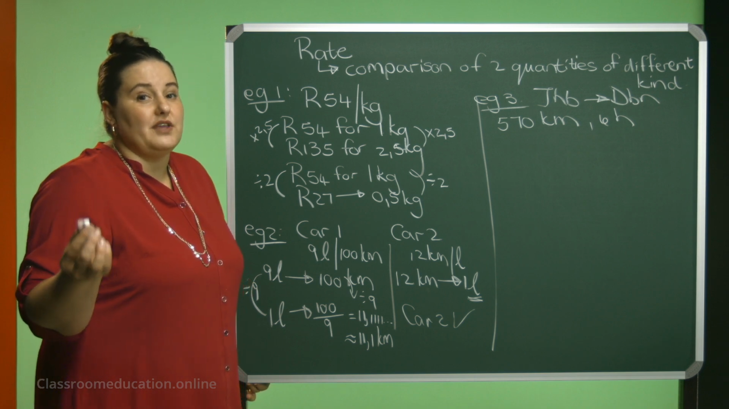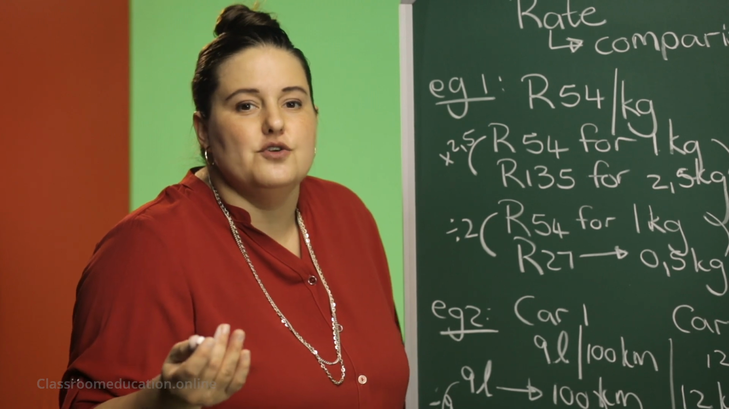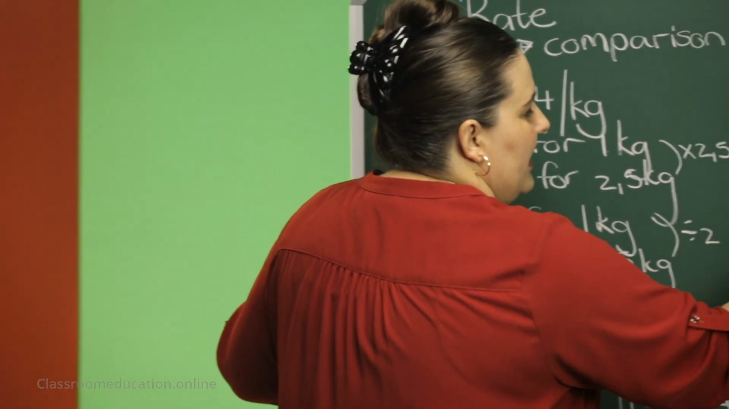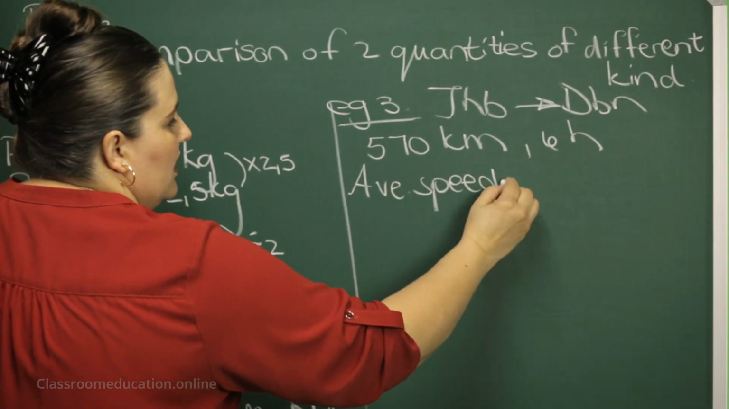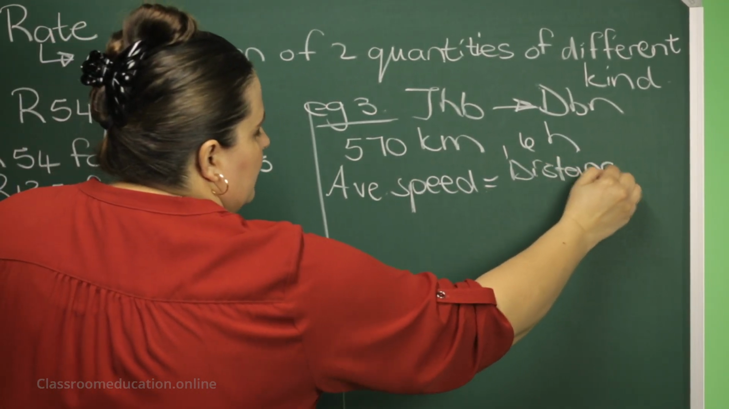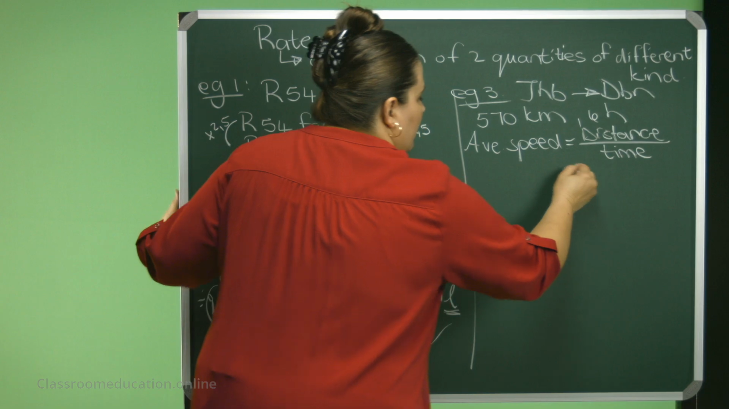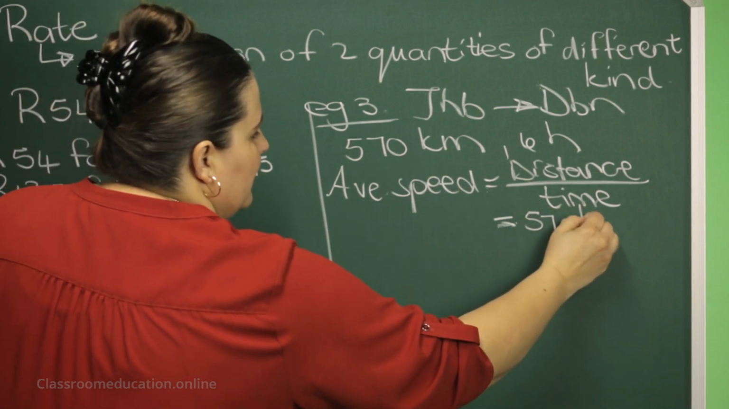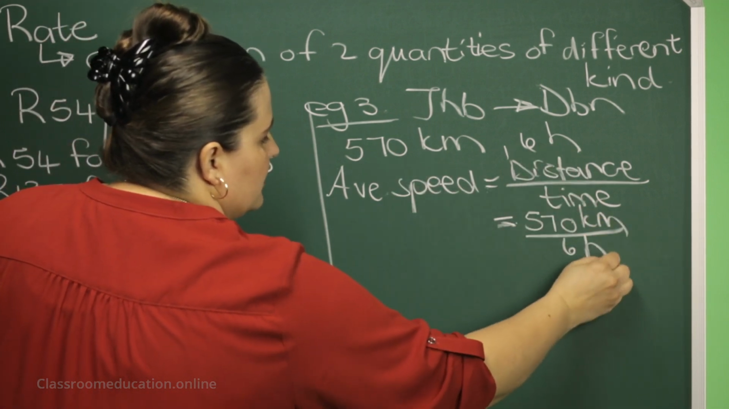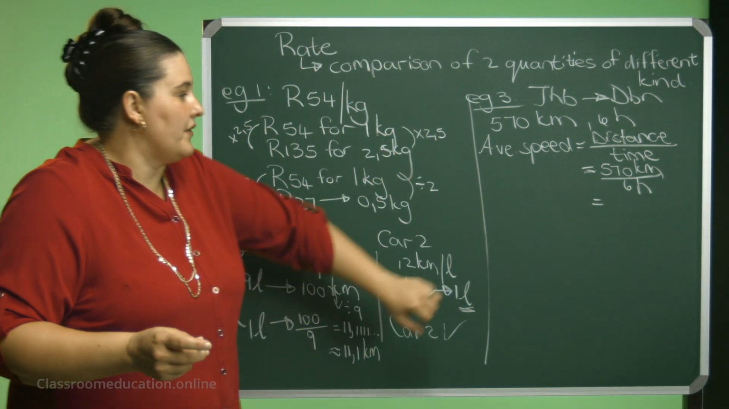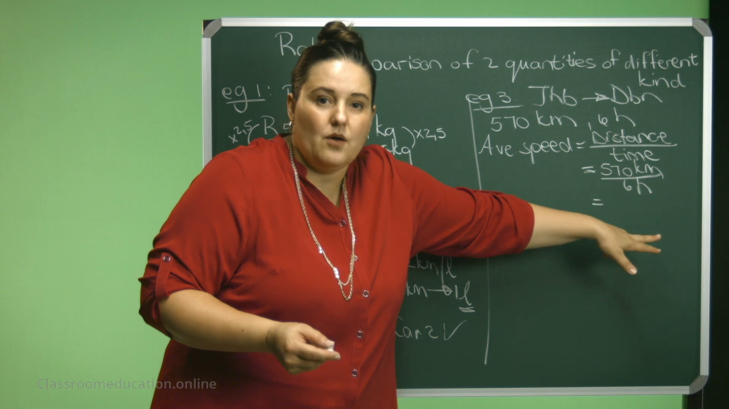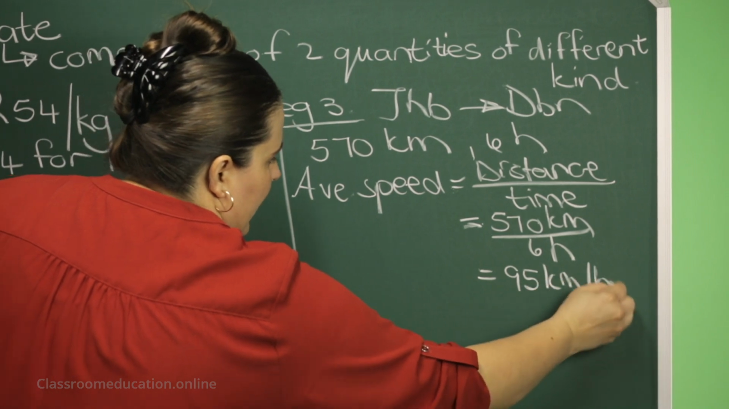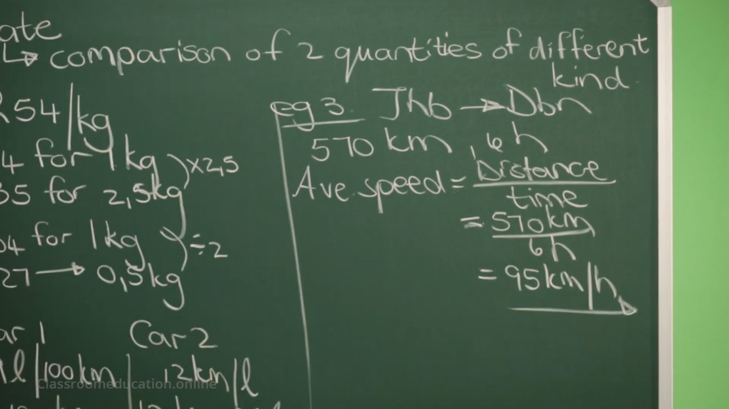Hopefully by now you know that average speed, like in science, you can determine by saying distance divided by time. So here my average speed will be distance divided by time. Just go and substitute your values. Distance, 570 kilometers. My time, 6 hours. And if you work that out, you will get a rate in terms of kilometers per hour. And the answer there is 95 kilometers per hour. And that's also a rate because that's your average speed.